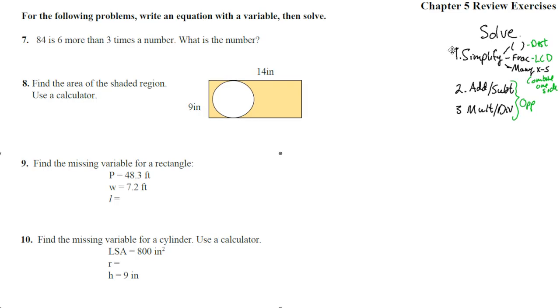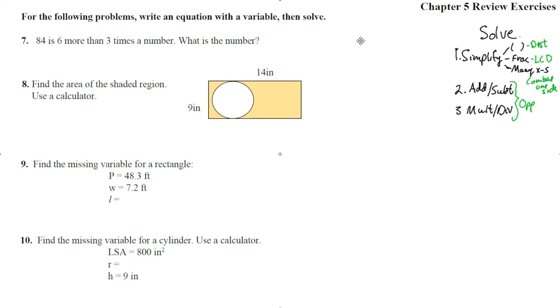Here we are in Chapter 5 review exercises, numbers 7 through 10. We have this solving that we're going to do, but here we have to take each of the following problems and write an equation with a variable. That means we're taking it out of the English language word problems, putting it into an equation, and then solving.